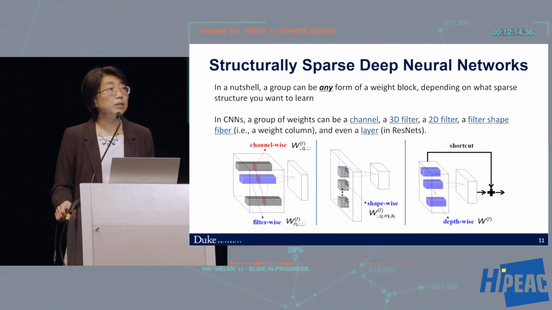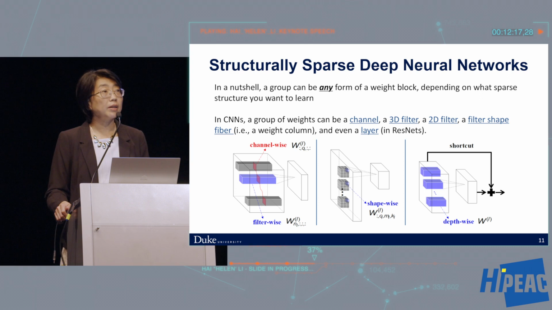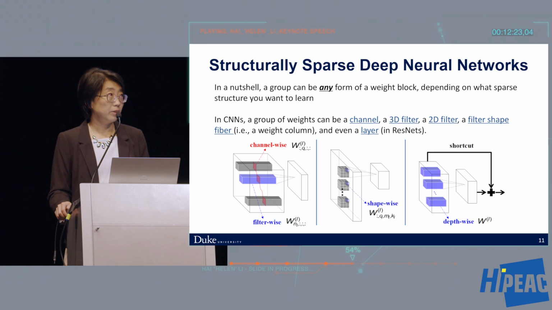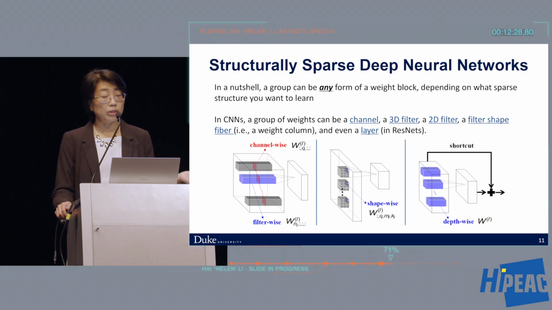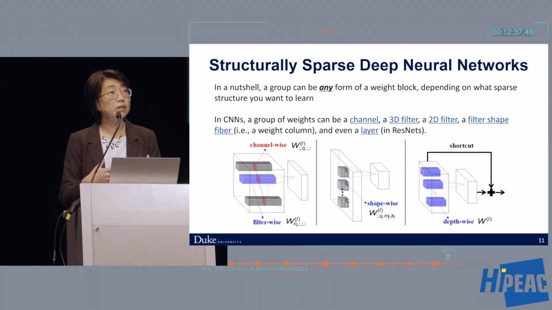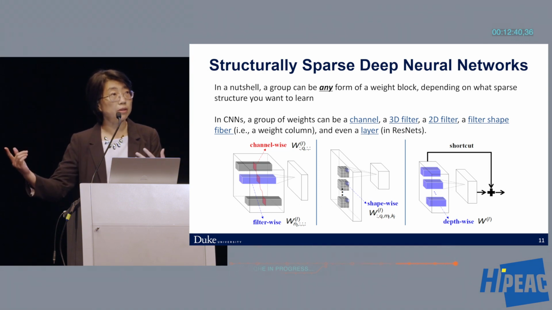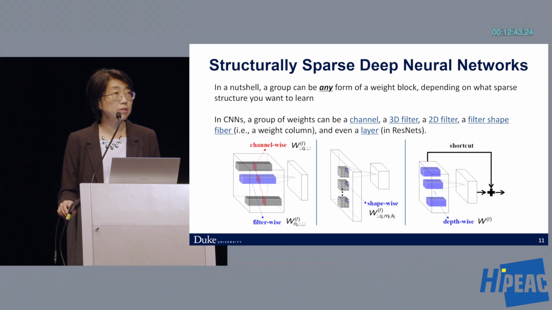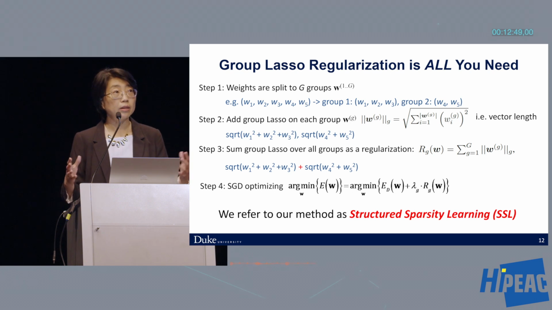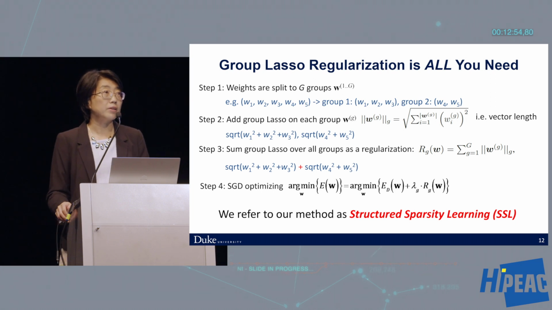So we started with the convolutional neural network. When looking at convolutional neural networks, without talking about applications, simply a group could be a channel, a 3D filter, a 2D filter, a filter shape, or it can even be an entire layer. When we talk about layers, ResNet is a good example. It essentially skips some layers, but it still has good performance, right? So based on this assumption, if you have already defined groups according to your situation, then the next step is quite simple.